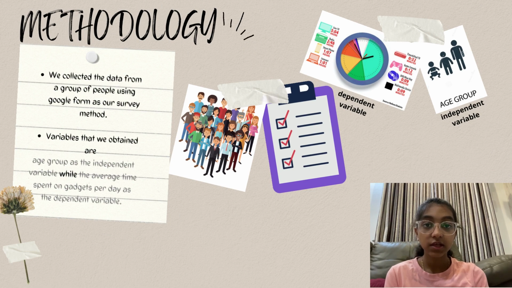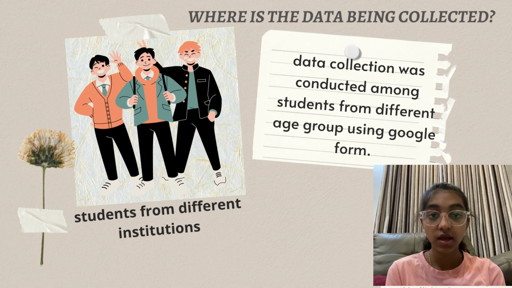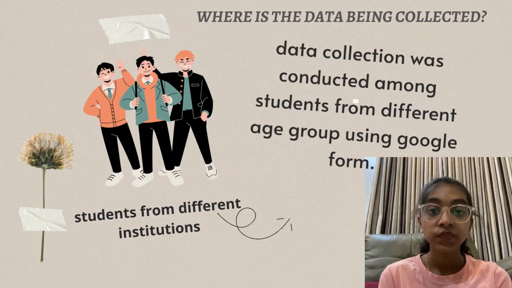First, we collected the data from a group of people using Google Form as a survey method. And the variables that we obtained are age group as the independent variable while the average time spent on gadgets per day as the dependent variable. Next, data collection was conducted among students from different age group using Google Form.